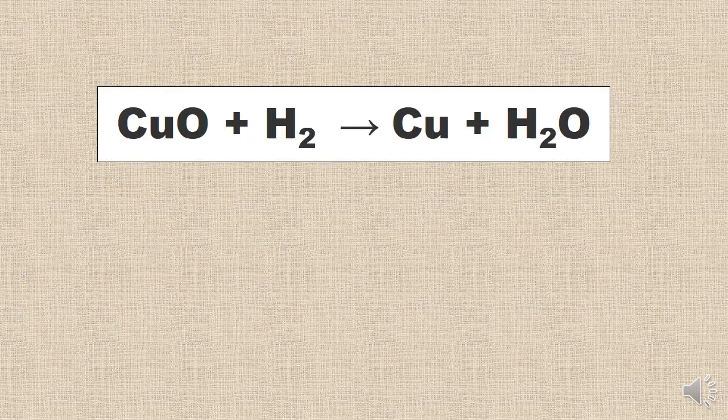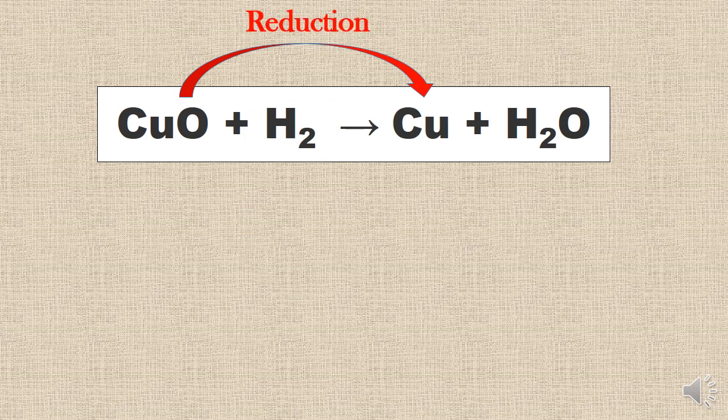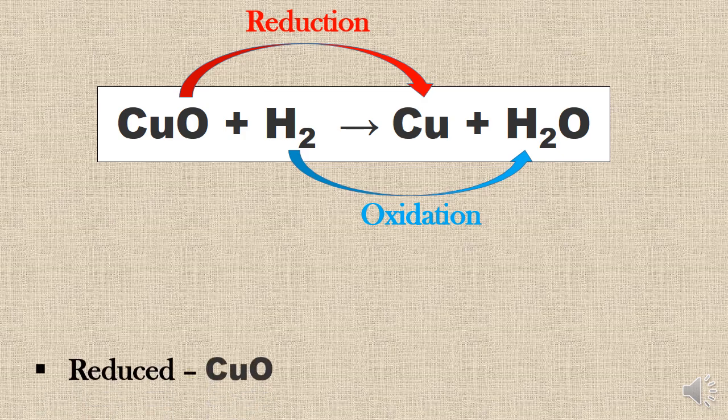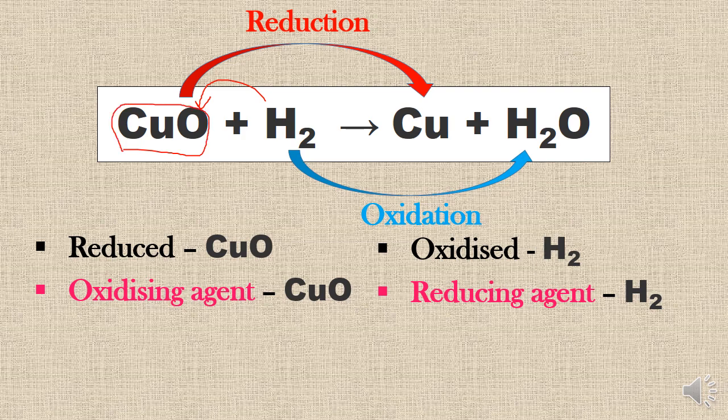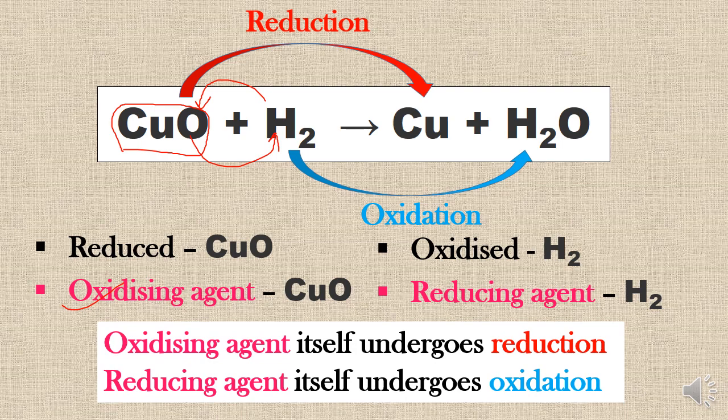Let's take this example. Here copper oxide reacts with hydrogen. In this reaction, oxygen is being removed from copper. So, this is a reduction reaction and copper oxide is being reduced here. Again, after the reaction, oxygen is added to hydrogen. So, hydrogen is being oxidized here. Now, since hydrogen helps copper oxide to remove oxygen from it, it acts as a reducing agent. Again, since copper oxide is helping hydrogen by giving out its oxygen to get oxidized, copper oxide acts as an oxidizing agent. Remember, oxidizing agent itself undergoes reduction, but the reducing agent itself undergoes oxidation.